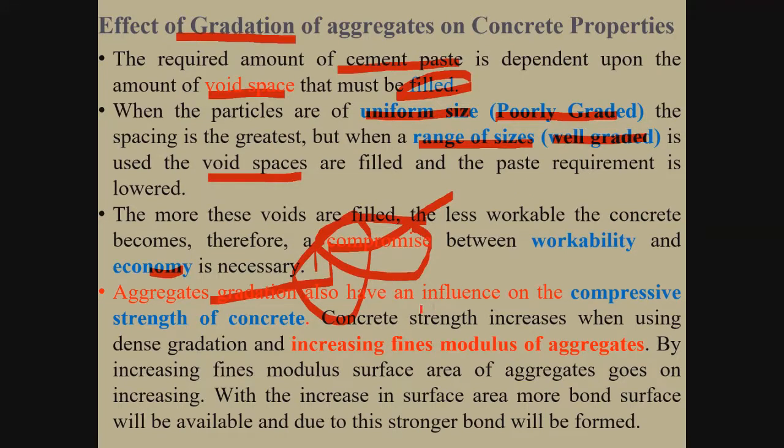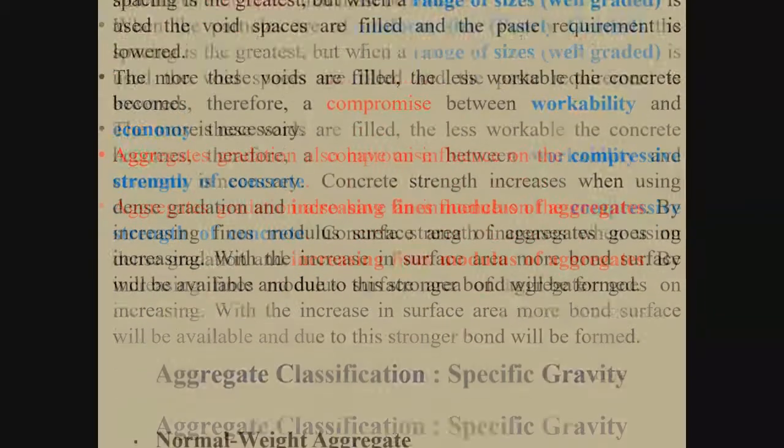Then aggregate gradation can influence the compressive strength of concrete. Concrete strength increases when using a dense gradation and increasing fineness modulus of aggregates. By increasing the fineness modulus of aggregates, more surface area will be available for the bond. And if more surface area is available for the bond, then a good bond will be created, and the resultant concrete will have a good compressive strength. So this is the effect of gradation on workability, economy, and strength of aggregate.